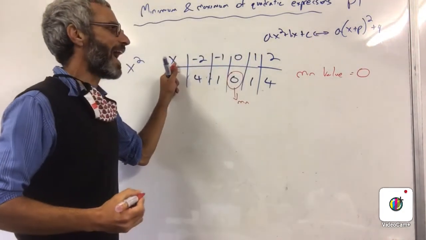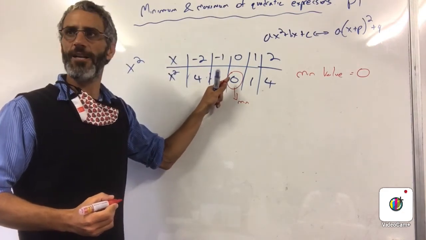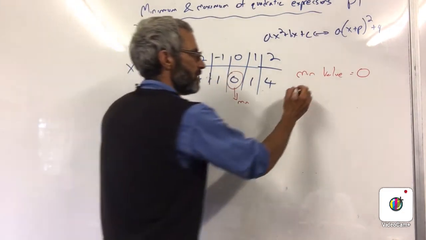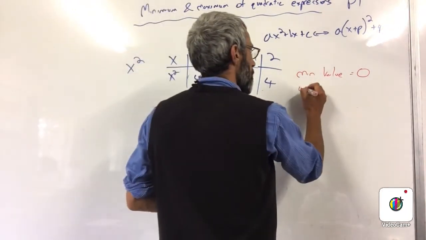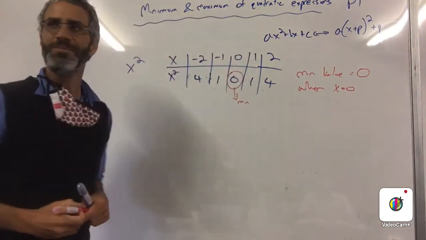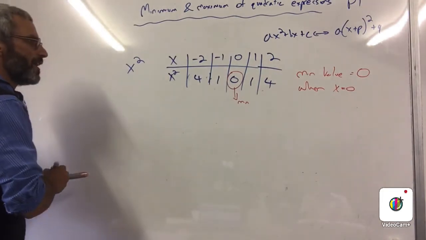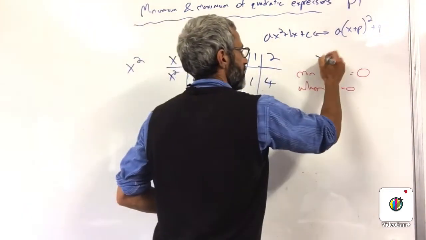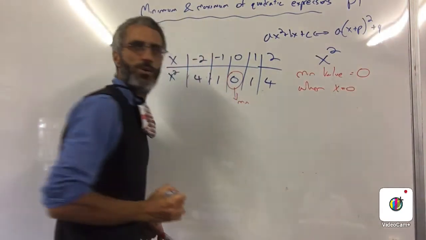What does x have to be to give you the minimum value? What is the x value? 0. So I'll write it as: when x equals 0. It's kind of obvious, right? I'm going to write that down. So the minimum value of x squared is equal to 0, and that happens when x equals 0.